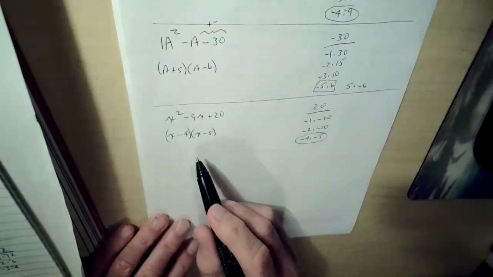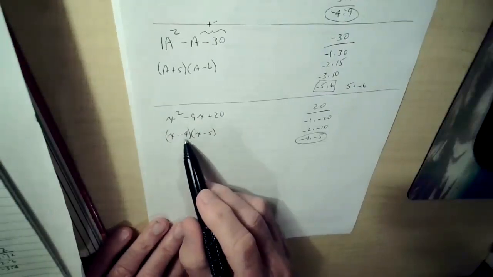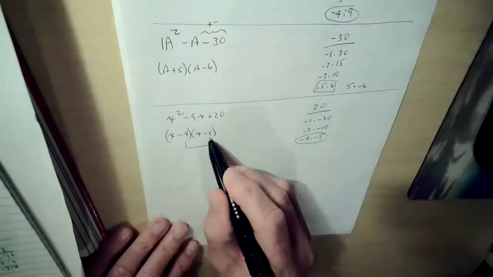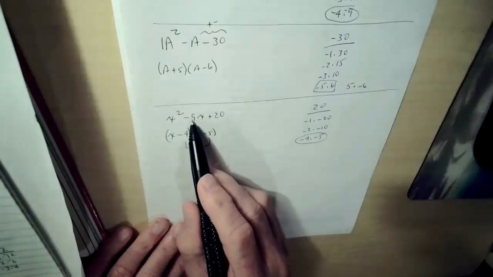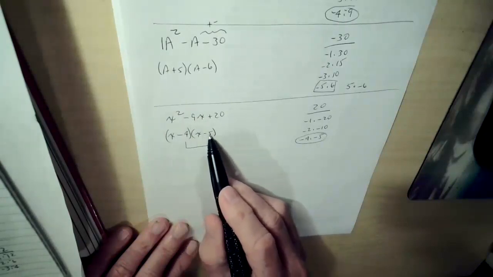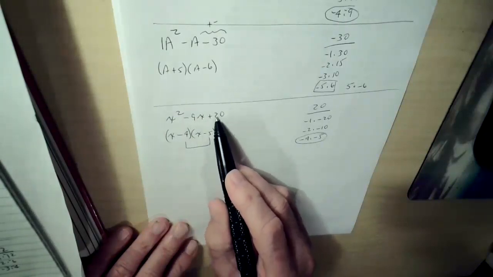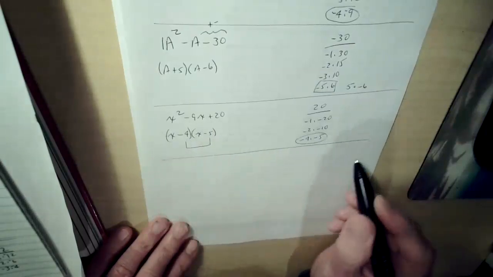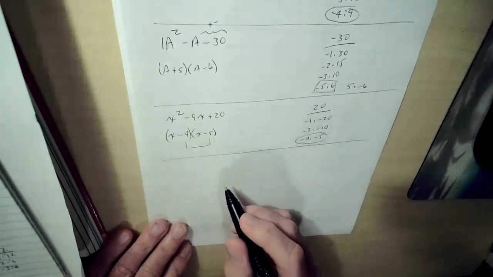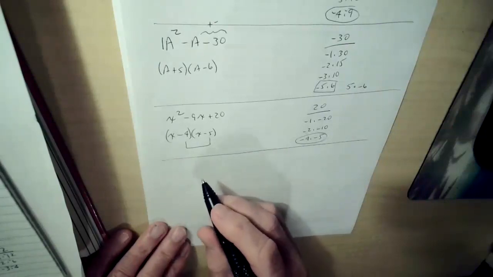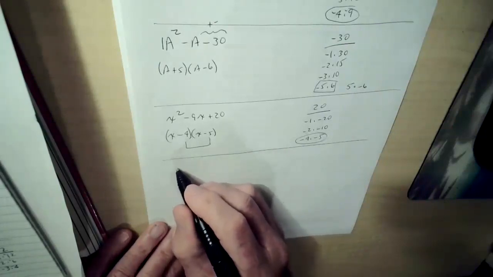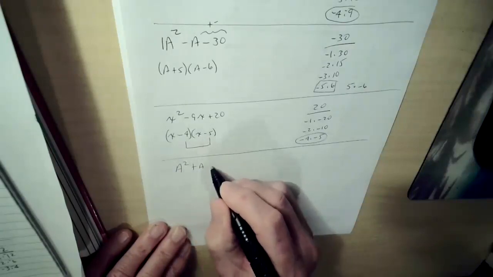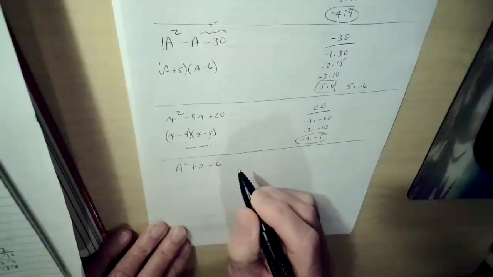So it's going to be x minus 4 times x minus 5. You can do it backwards if you want, but really the only thing you need to do here is this. You add these two together, negative 4 and negative 5 is negative 9. That's right. And negative 4 times negative 5 is a positive 20. So we're correct. Probably.